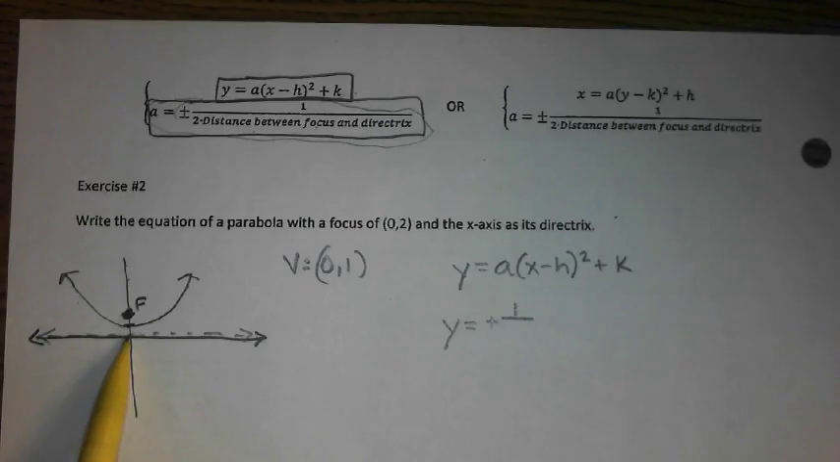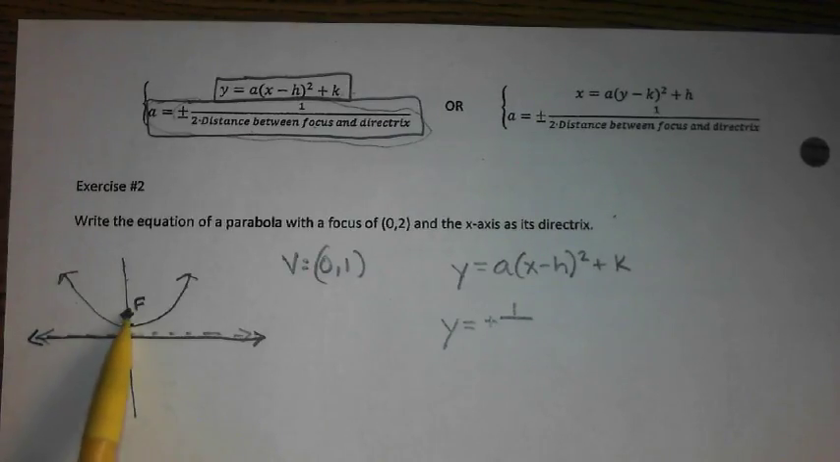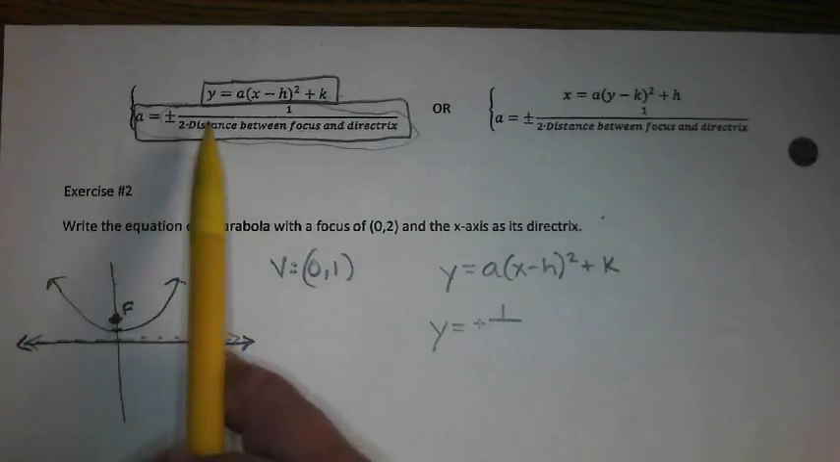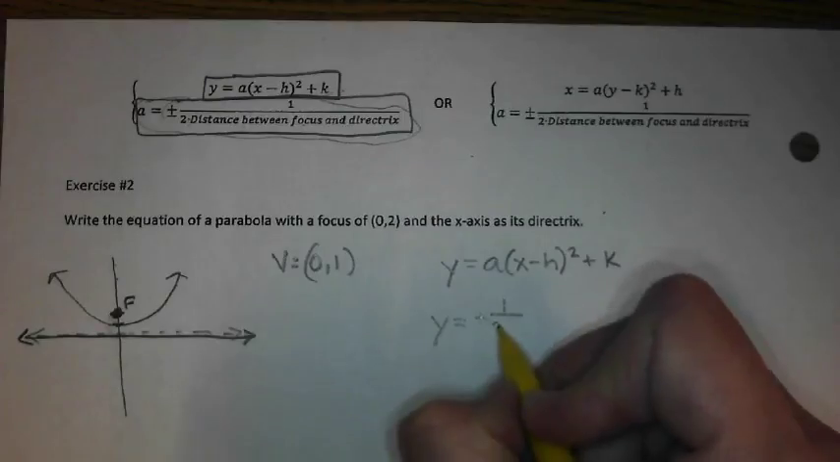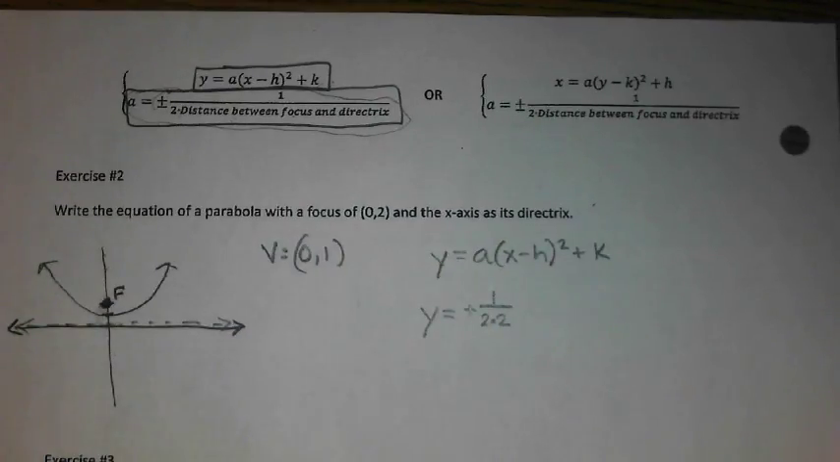2? Do we follow that? Connor, you with me? That's 0, 2. 1 unit, 2 units away. Focus to directrix is 2 units away. So double that distance is going to give me a 4, 1 over 4 eventually.